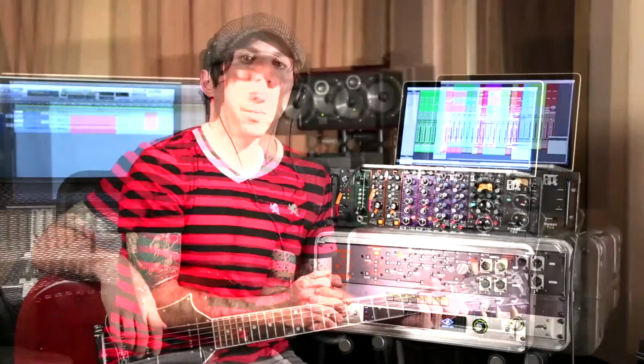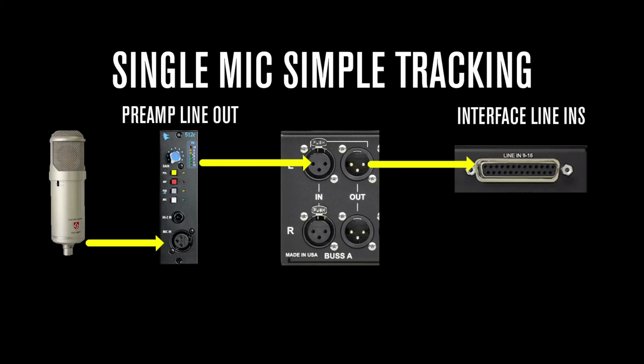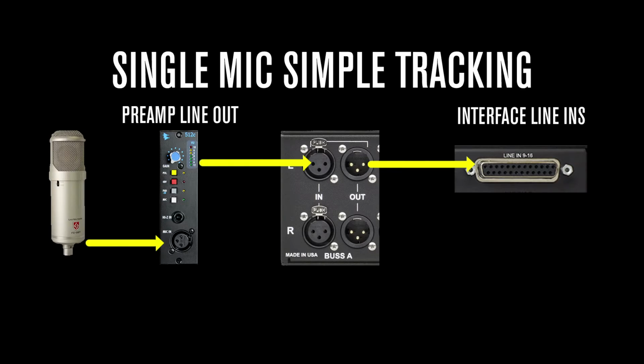side of the bus. So let's say I'm tracking guitar. I've got one mic on my amp, and then all I have to do is plug my mic into my preamp, and then plug the output of my preamp into the input of bus A. Now because this is a mono source, I only have to plug into the left side of bus A. So then I take the output of bus A and plug it into my interface for recording.